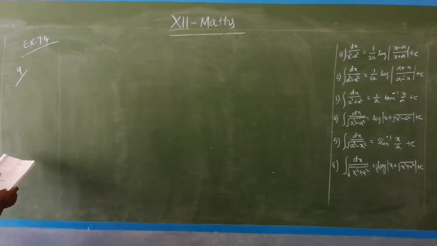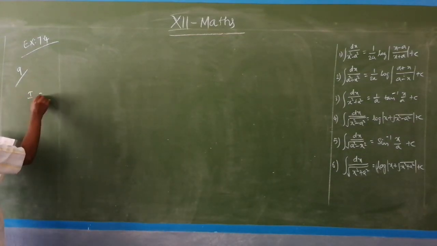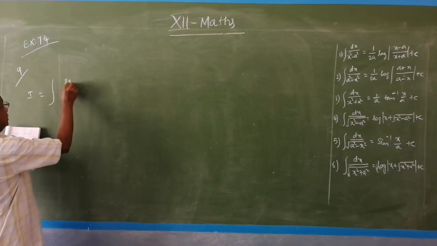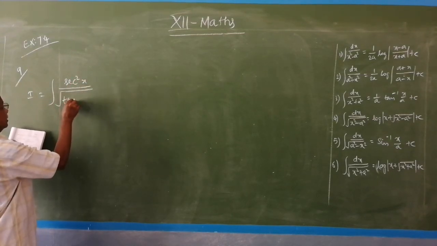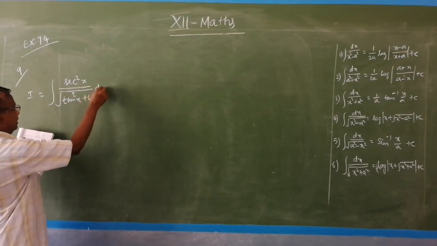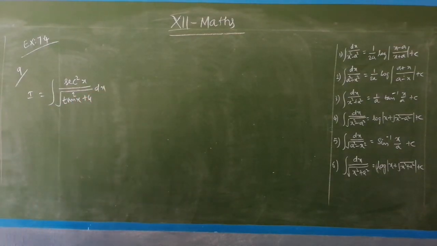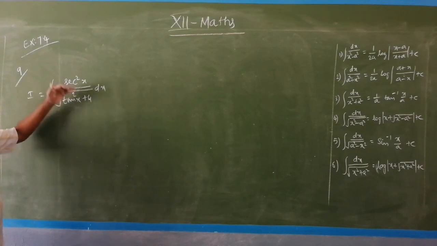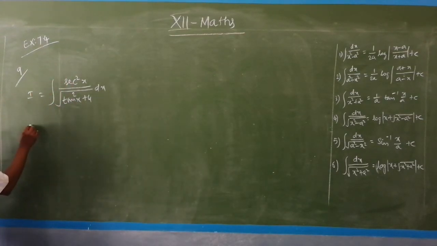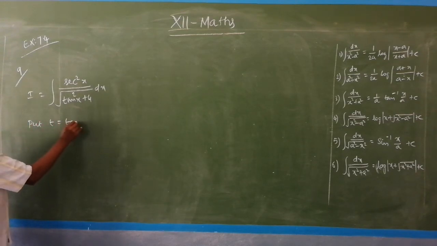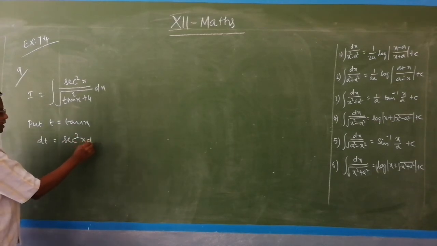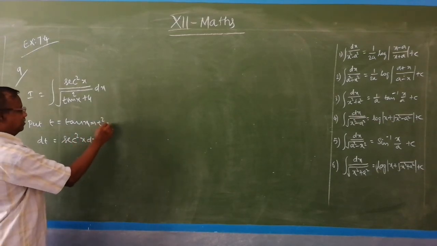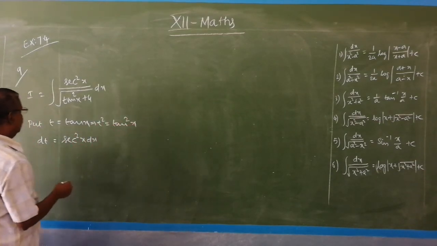Next question number 9. I equal to integral secant square x divided by root of tan square x plus 4 into dx. We know that the derivative of tan x is secant square x, so we can substitute for tan x. So put t equal to tan x. So dt equal to secant square x into dx, and we have t square equal to tan square x.